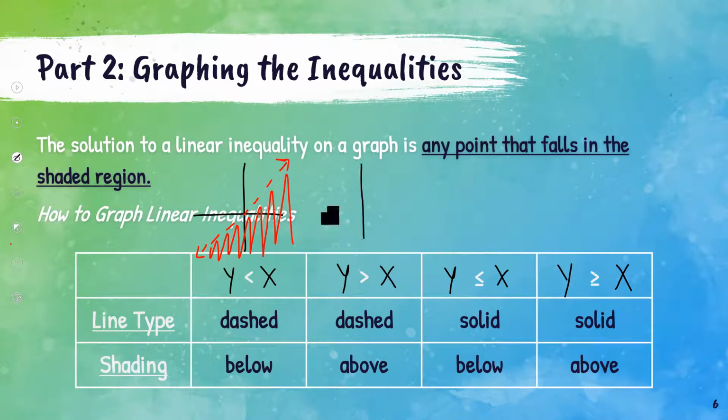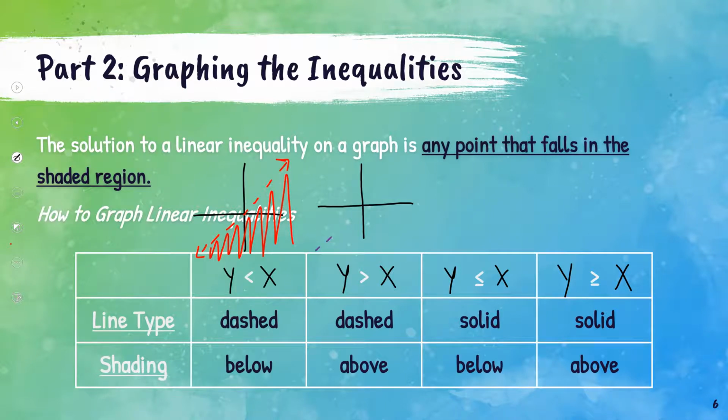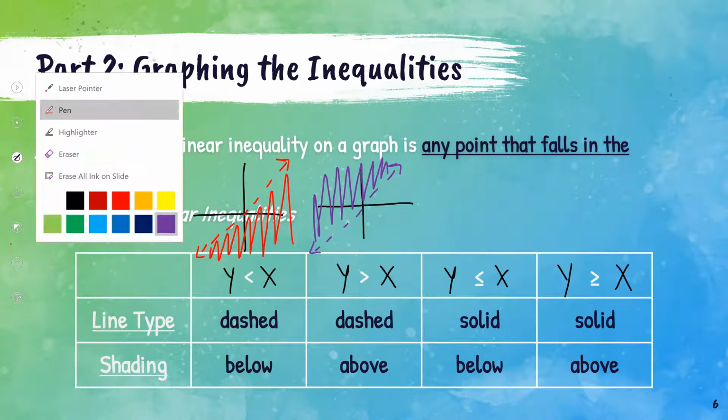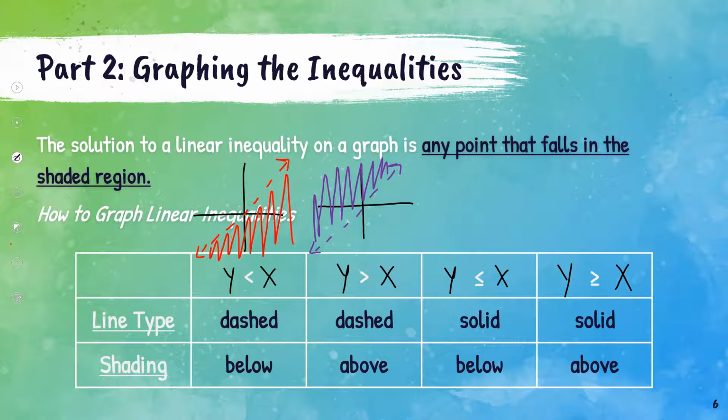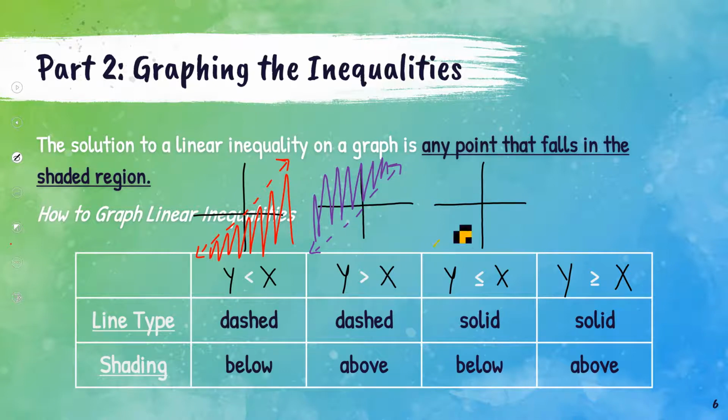If I'm looking at y is greater than x, still going to be a dashed line, but since it's greater than, the region that could be your solution is going to be above that line. Now, when I'm looking at y is less than or equal to x, my solution can be on the line, so a point on the line can be a solution. So therefore, I'm going to have a solid line, but I'm going to shade below because it's everything less than or equal to that inequality.